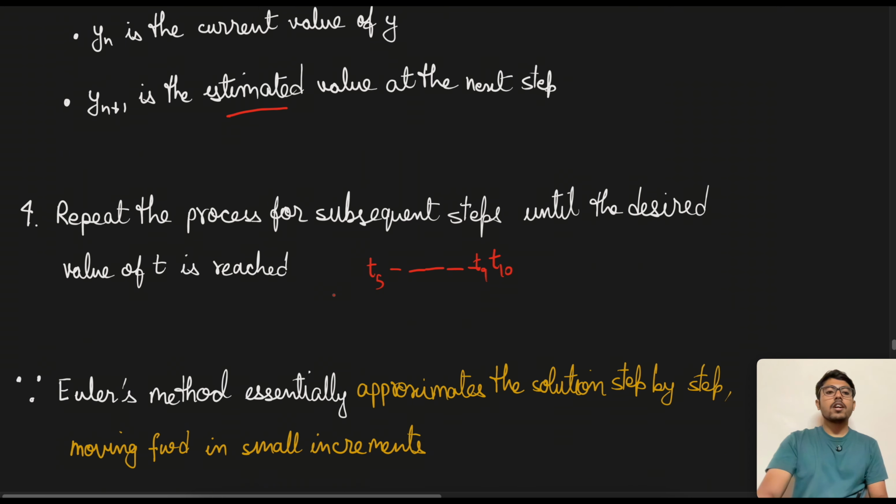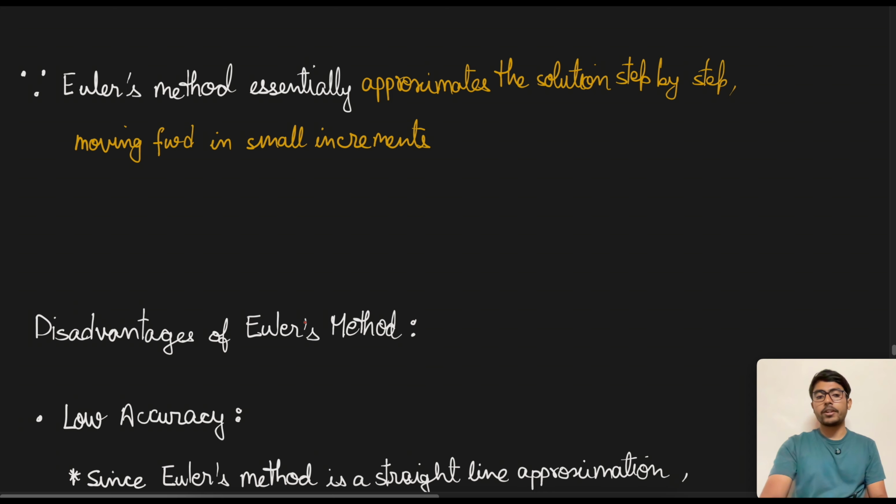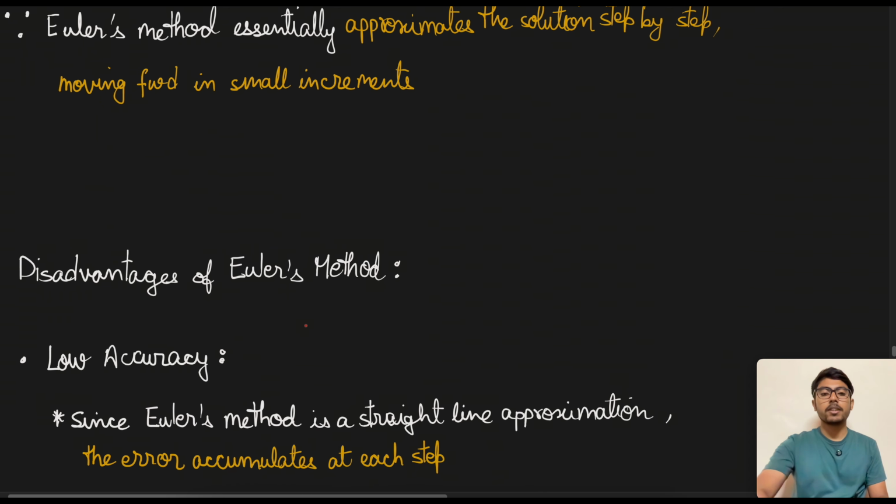Therefore, Euler's method essentially approximates the solution step by step, moving forward in small increments. Now we come to the disadvantages of Euler's method. First is low accuracy, of course. Since Euler's method is a straight line approximation, error accumulates at each step. Just like linear regression, a similar approach is followed here as well.